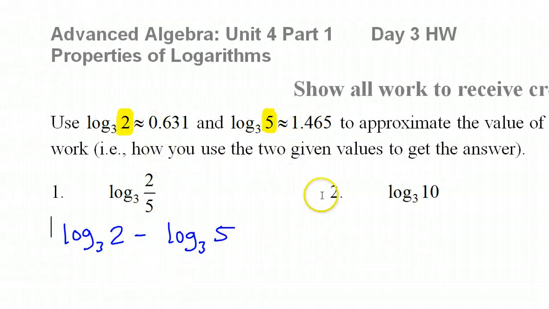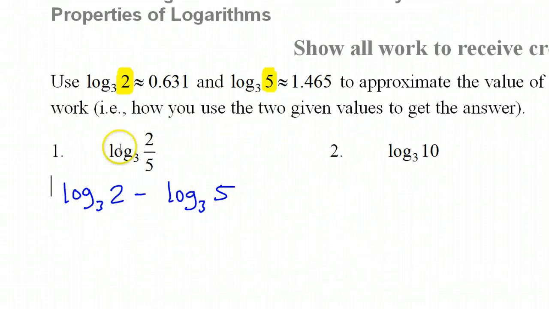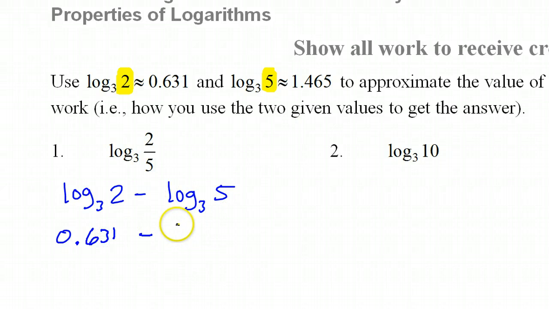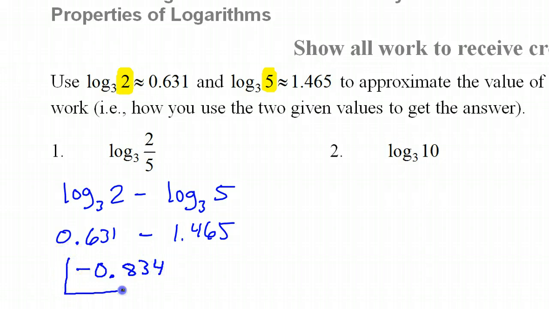But we're given these two values. So the log base 3 of 2, that's our 0.631. And log base 3 of 5, that's 1.465. So you could do this in your 4-function calculator and get the answer. So that'll be negative 0.834 is the final answer.